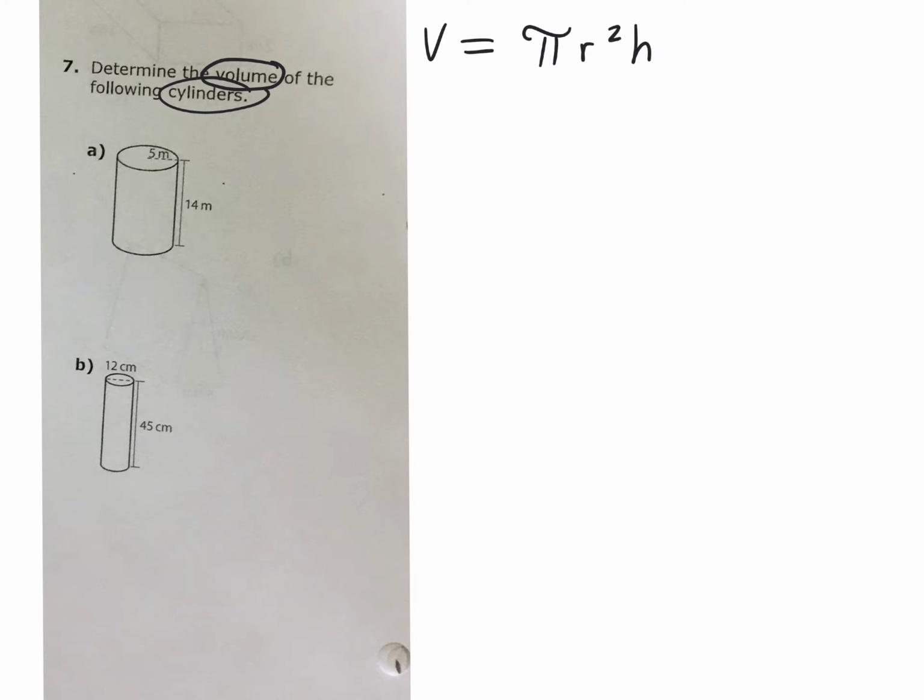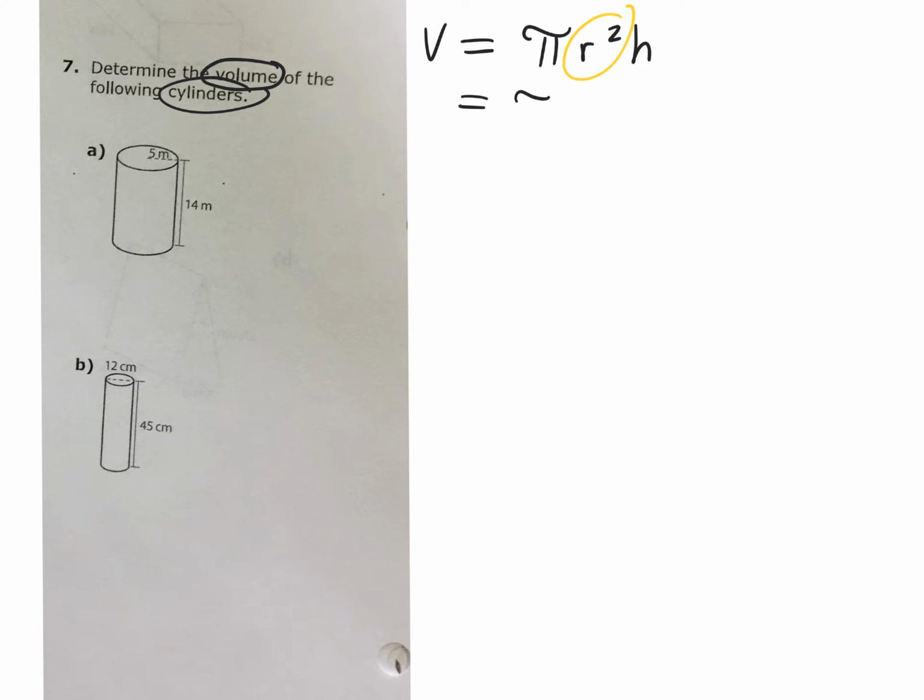Now you can write this in your notes to help you remember what order to calculate this in. Remember, you have to do r squared first when you're simplifying this. What does r squared mean? It means radius times radius, right?